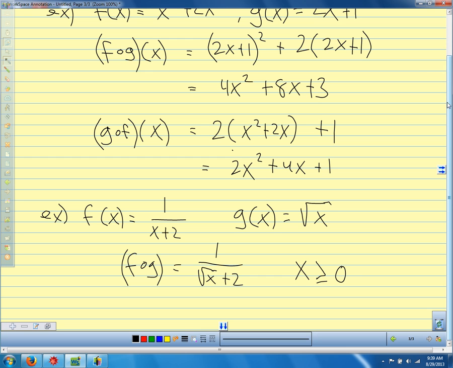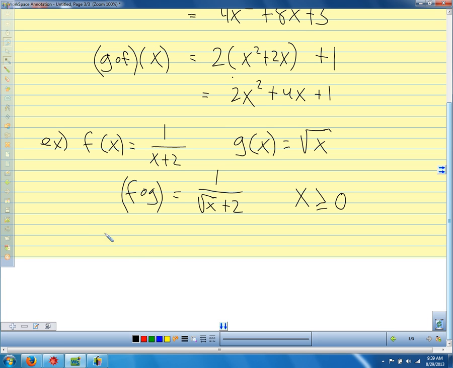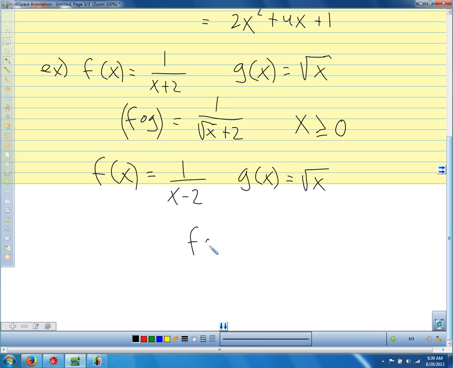What if I switched it around just slightly? What if I said f of x equals 1 over x minus 2 and g of x equals the square root of x? So I'd have the same composition, right? F of g equals 1 over square root of x minus 2. I would have an additional restriction, x greater than or equal to 0. And what else? X cannot equal 4. There we go. So I'd have an additional restriction there.